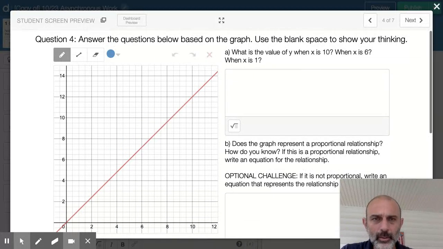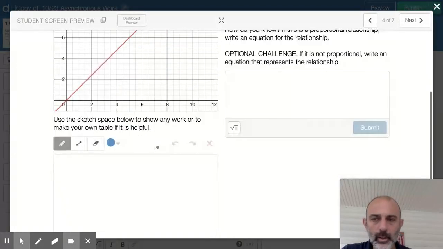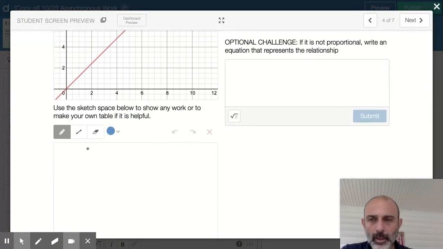So let's look at when x is 10 on this graph. So I'm going to go over to when x is 10, and I'm going to go up until I find that red line. I'm going past 2, going past 4, past 6, past 8, past 10, and I'm landing right on 12. That's convenient. So I'm going to make my table.